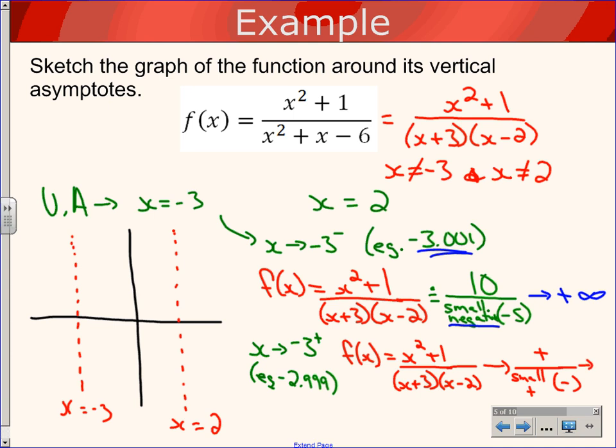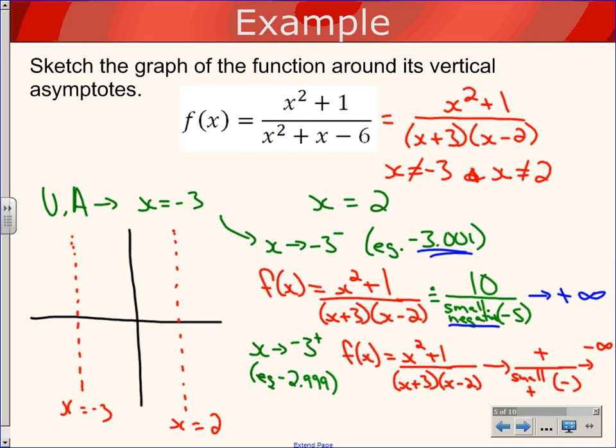And so if you think about that whole thing, I have a large positive number on the top, a positive times a negative on the bottom, so a negative on the bottom, and it's really small. So a large positive divided by a small negative is going to be going to negative infinity. And I can put that on the graph.